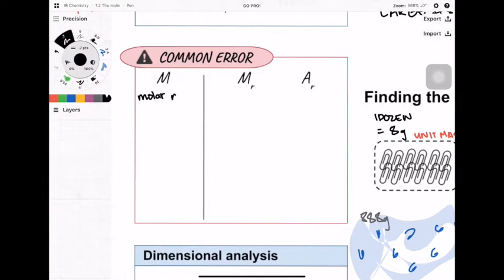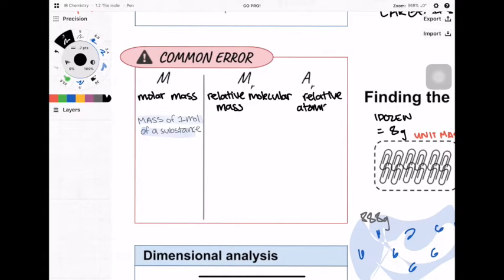A very common error that I sometimes see students making is the difference between M, Mr, and Ar. So again, molar mass is the mass of 1 mole of a substance, so the mass of 6 times 10 to the 23, that packet of something. When we're talking about Mr or Ar, we're talking about the relative masses, the relative molecular mass, the relative atomic mass. This definition is a little strange, and it has to do with the history of how we found masses. And my HL people will have seen this last class.